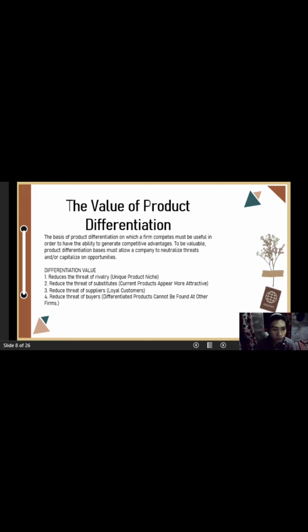So, differentiation value number 1 is reduces the threat of rivalry. Second one is reduce the threat of substitutes. And third one, reduce the threats of suppliers. And lastly, reduce threats of buyers.